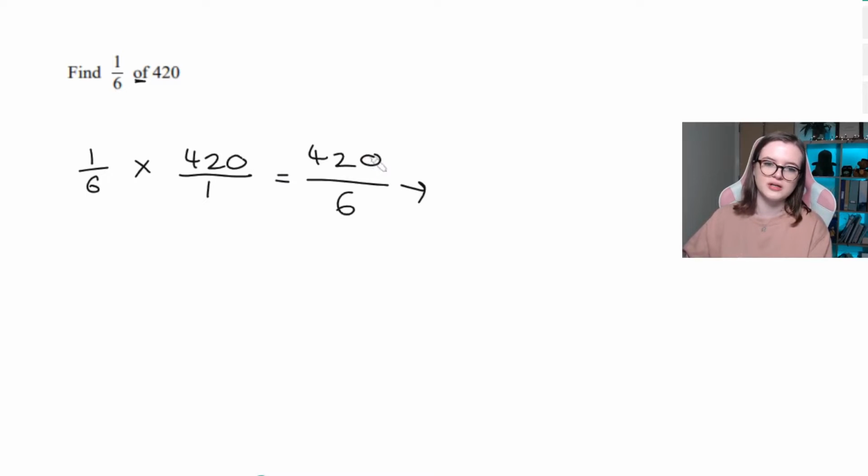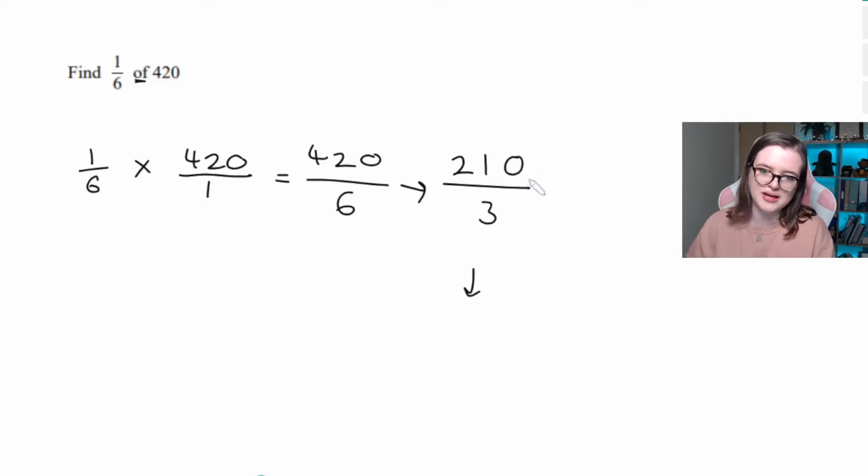Divide it by 2 because they're both even. So then we get 210 divided by 3. And then can we divide the top one by 3? Yes, we can. If you add all the digits in a number and it's a multiple of 3, it will divide by 3. So then divide this by 3. Let's have a look then.